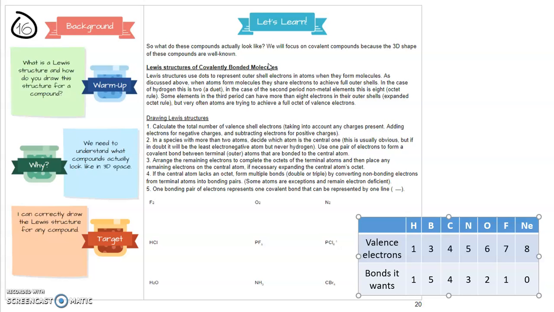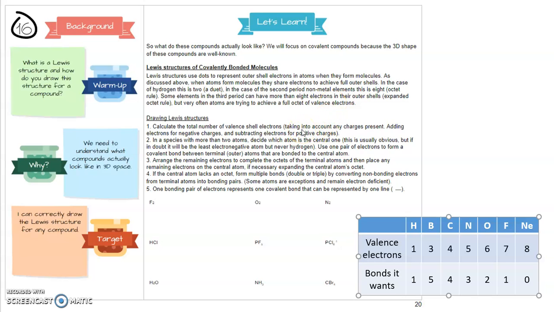So we're going to start by drawing Lewis structures, okay? Now these structures are going to use dots to represent the electrons. The outer shell electrons, those valence electrons, are what we care about from earlier. So they're going to share their electrons to try to get full outer shells, okay? You can keep reading through this, but basically we talk about the octet rule like we've talked about before, okay? So they want a full octet of valence electrons, meaning they want 8.